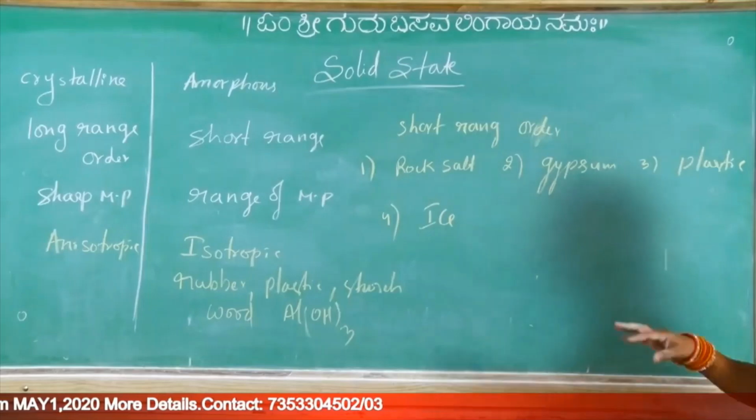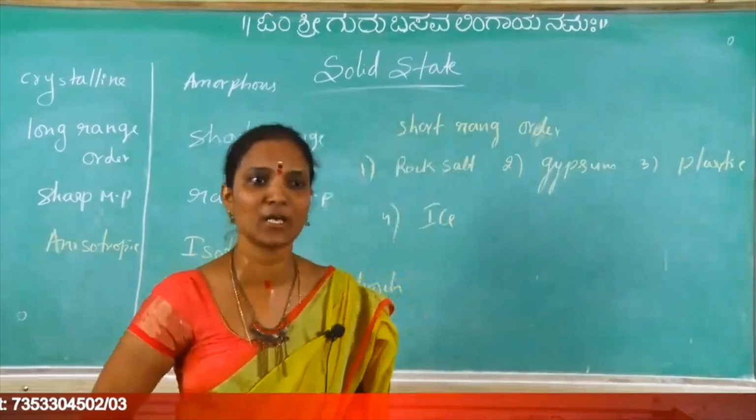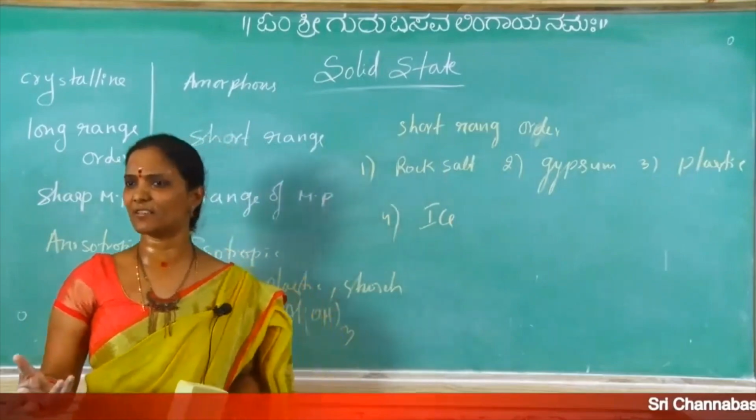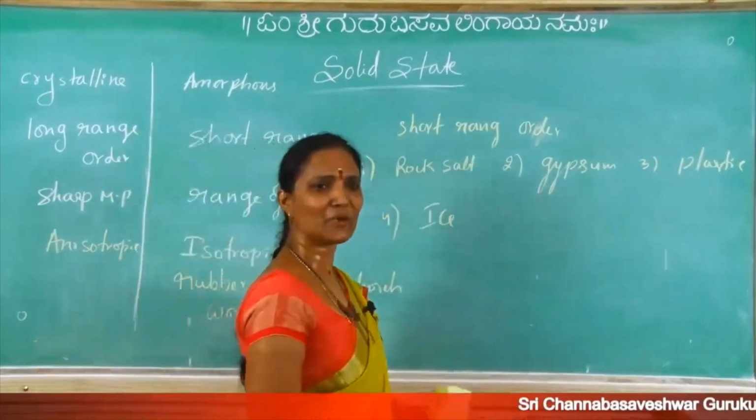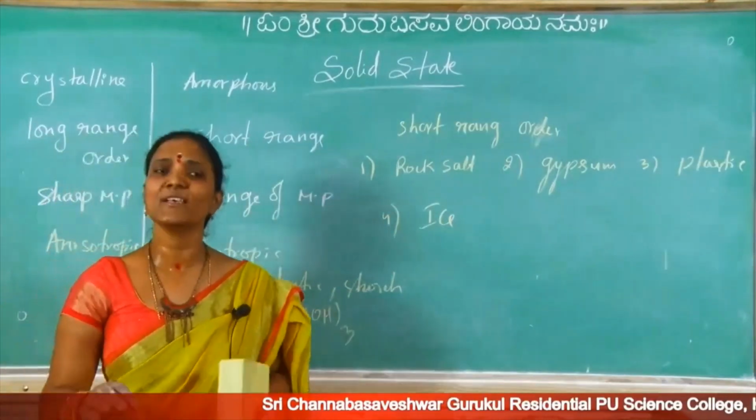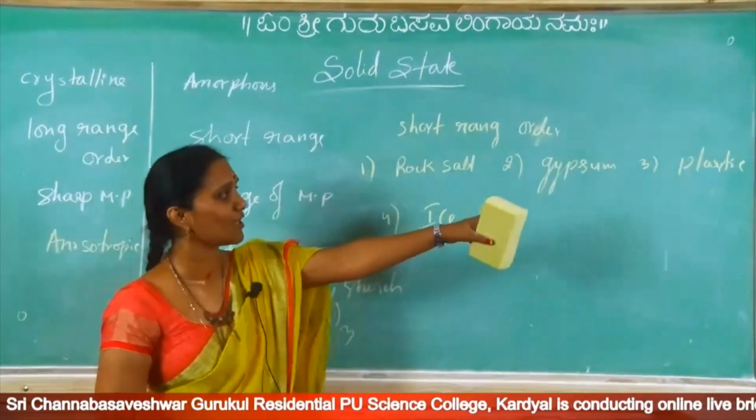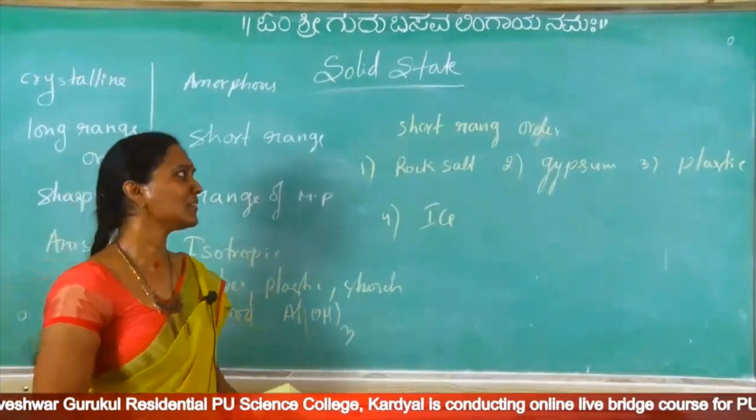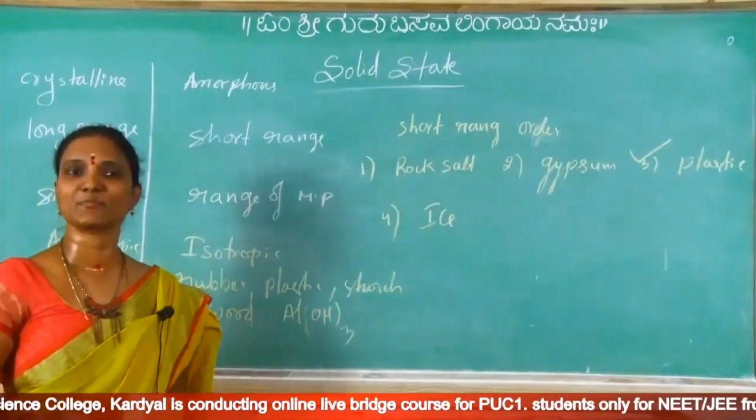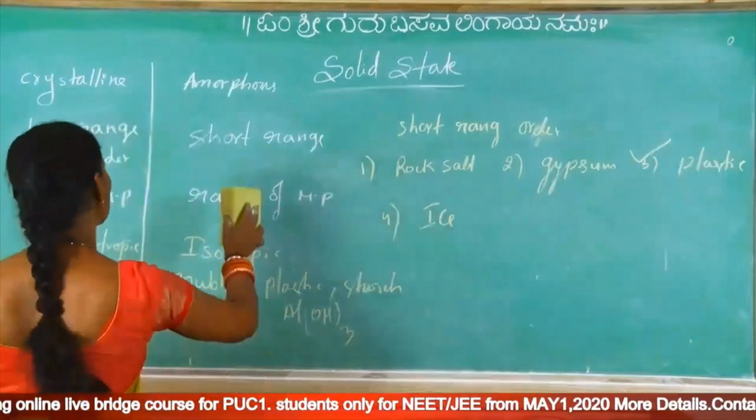Just observe the given options. One is amorphous, the remaining 3 are definitely crystalline, because we have to mark only one option. Rock salt, NaCl, is well known, ionic, that is crystalline. The repeated examples are rubber, plastic, starch, wood, gelatinous aluminum hydroxide. Almost they will give options from these only. So I gave one option, plastic. Plastic is amorphous, so the answer is plastic. That is short range order. This is about differences between crystalline solids and amorphous solids. Clear?